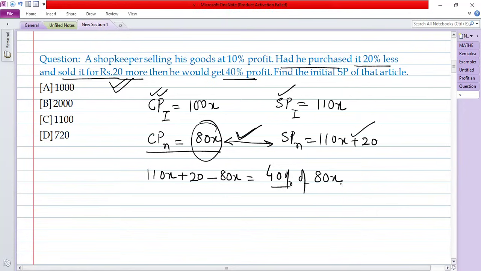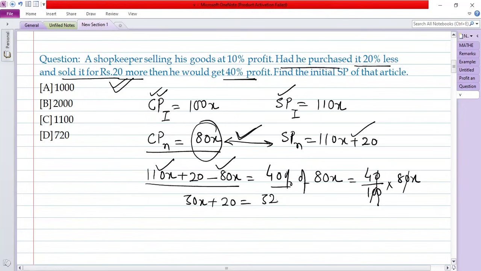So now on this side we have nothing but 30x, because 110 minus 80, and plus 20. And this side, 40% of 80x means 40 into 80x, so this cancels out and gives 32x. This term coming to this side, it will be 2x equal to 20. So what will be x? x will be nothing but 10.